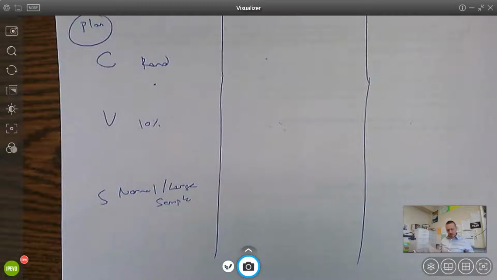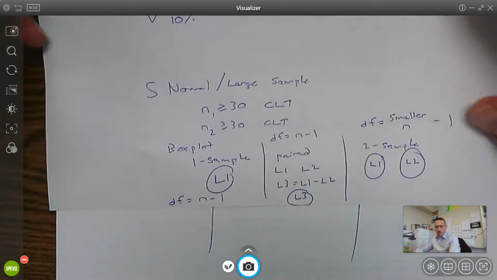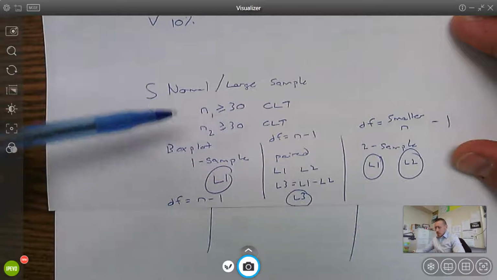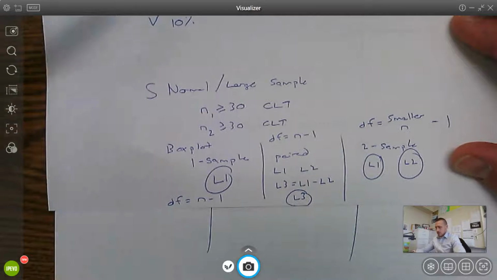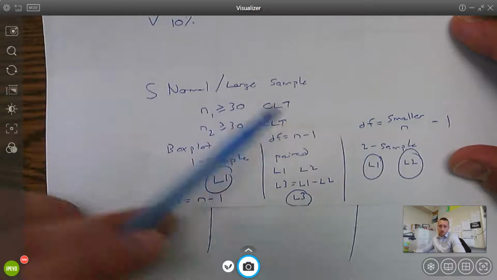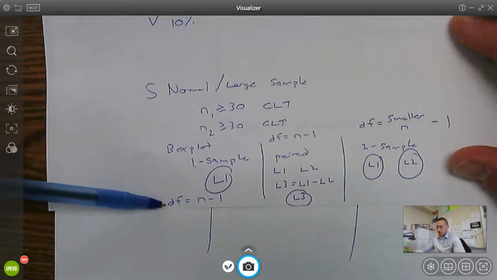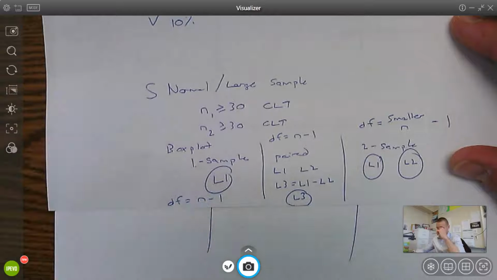I'm trying to think if there's any differences. No, there's not. So I'm just going to put this up again. If it's a one sample test, you're just going to have one sample size that you're checking to see if it's greater than 30. If it's not, you're going to create a box plot of that one sample with degrees of freedom of the sample size minus 1.